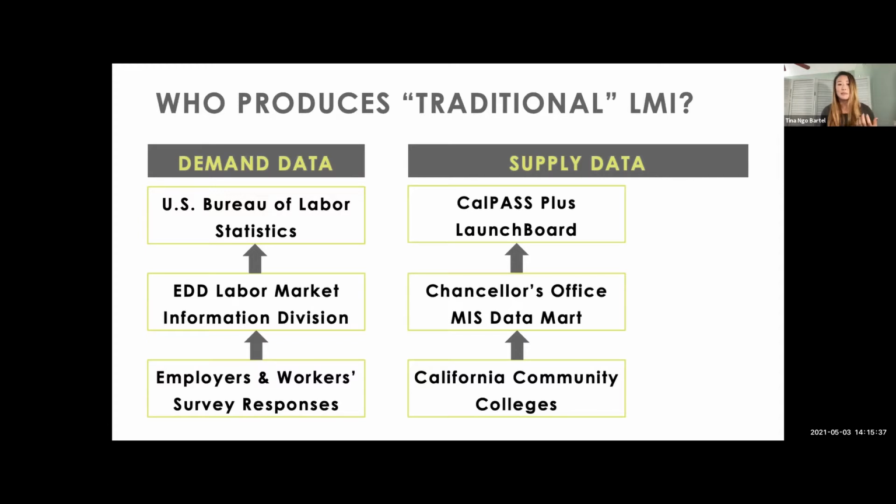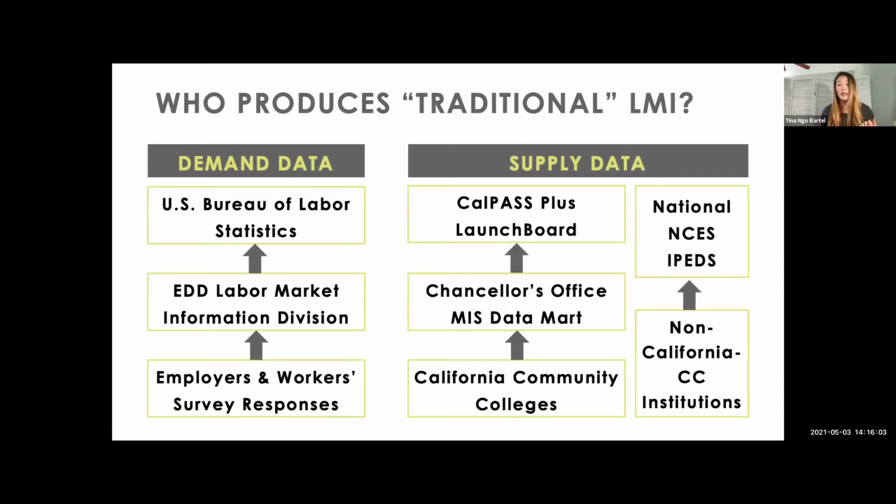and visualizations like CalPlus Plus Launchboard. These are different tools that the state of California uses in order to identify what's going on in the supply side, what students are doing, and how many people we're pumping out of the community college system. Non-California community colleges report their data in a different way. They actually go through the National Clearinghouse, and they report it through something called IPEDS.